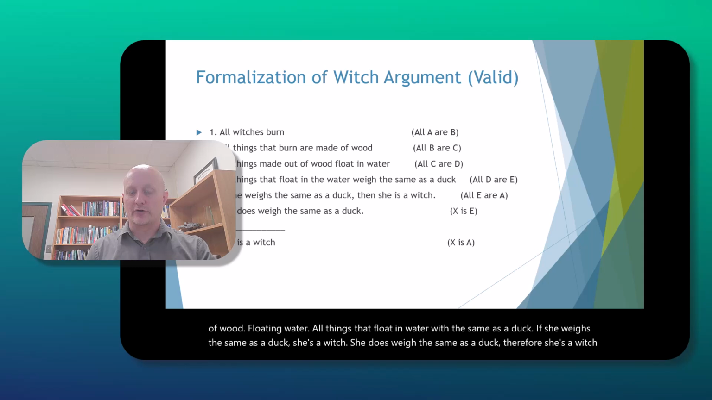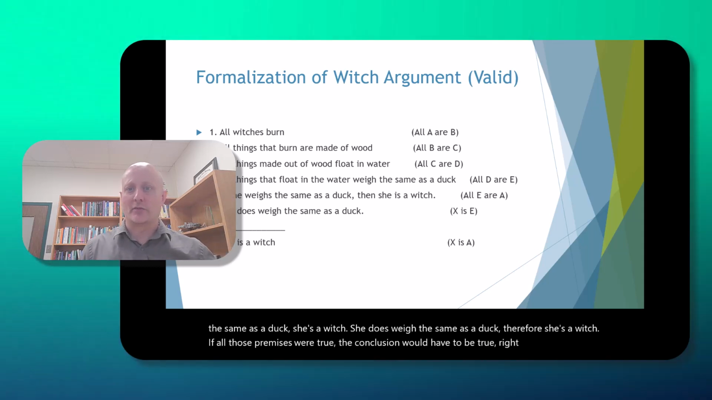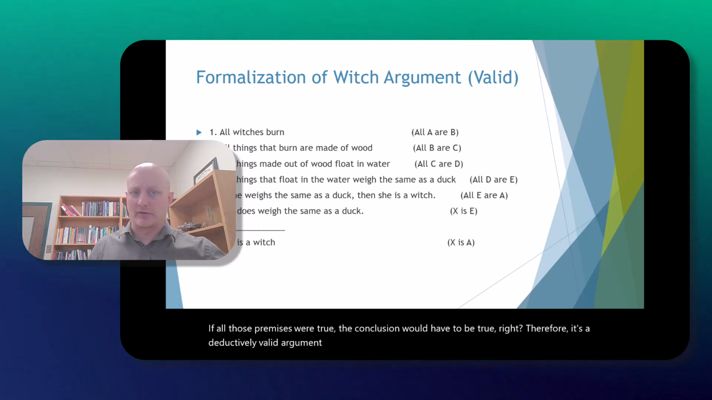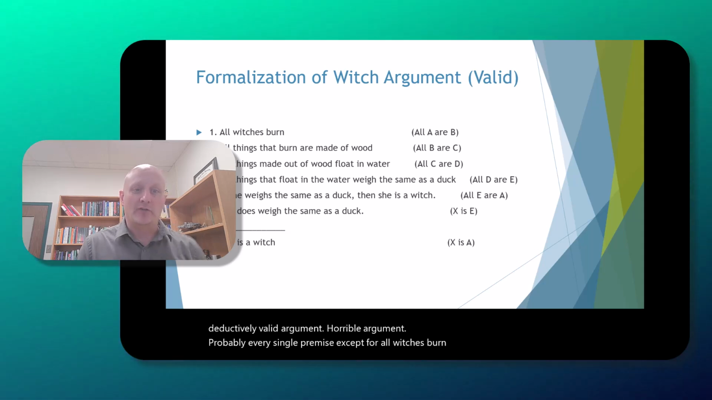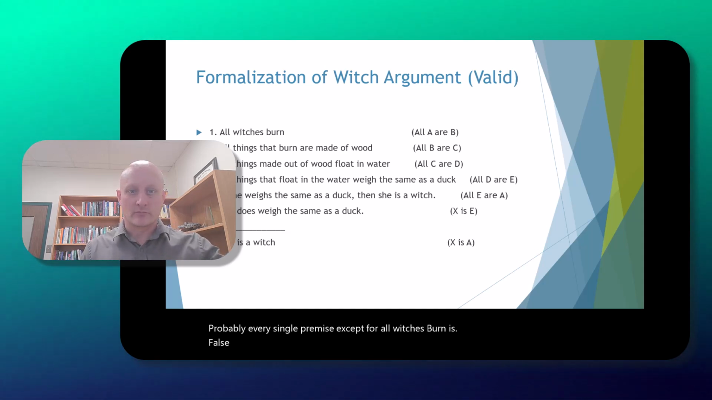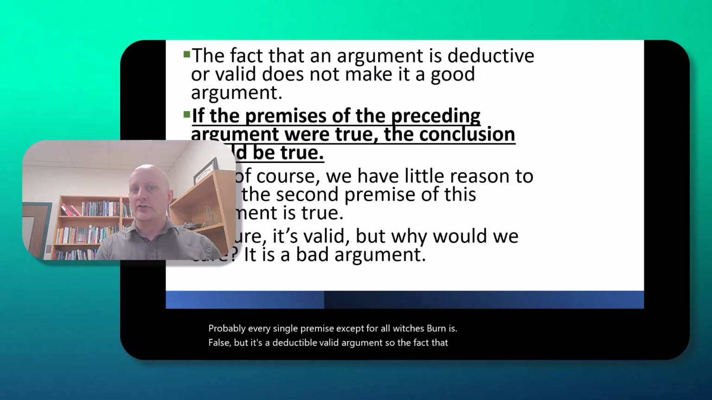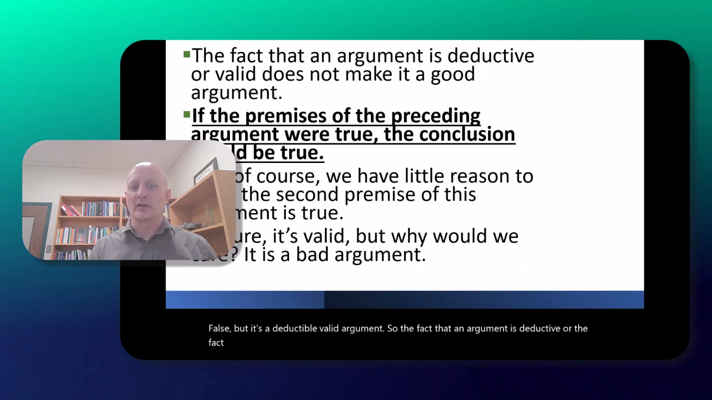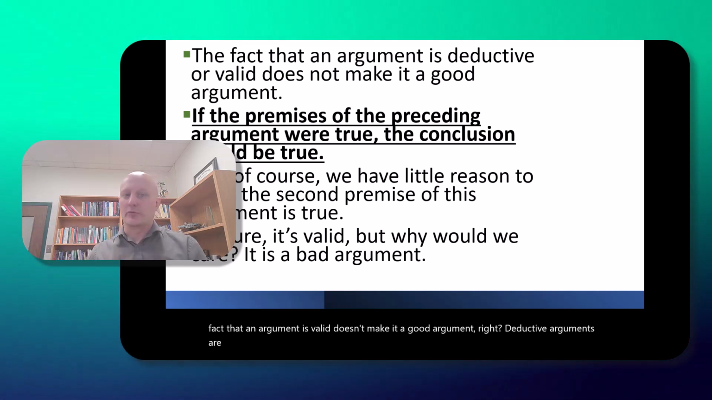If all those premises were true, the conclusion would have to be true. Therefore, it's a deductively valid argument. Horrible argument. Probably every single premise except for all witches burn is false, but it's a deductively valid argument. So the fact that an argument is deductive or valid doesn't make it a good argument. Deductive arguments are arguments where we're trying to prove a conclusion.